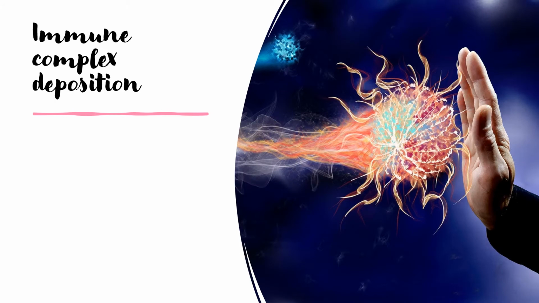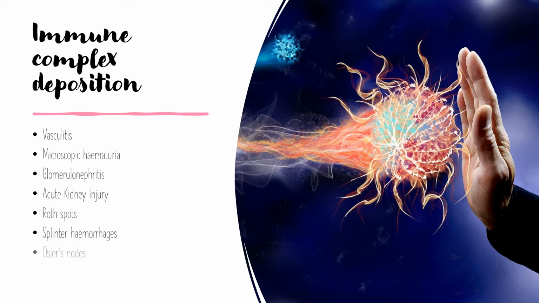Then there are signs of immune complex deposition. Vasculitis can occur in any vessel. You may notice microscopic hematuria, and with that, glomerulonephritis and acute kidney injury. If you want to go over GN or AKIs, I have a couple of lectures about these two conditions as well. Then, patients may also have Roth spots, splinter hemorrhages, and Osler's nodes.